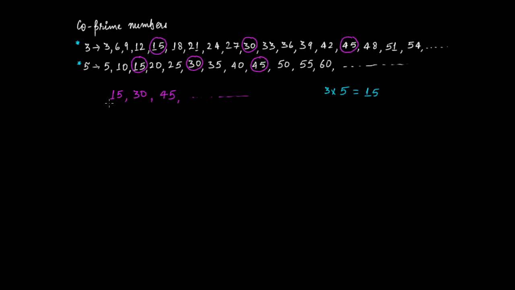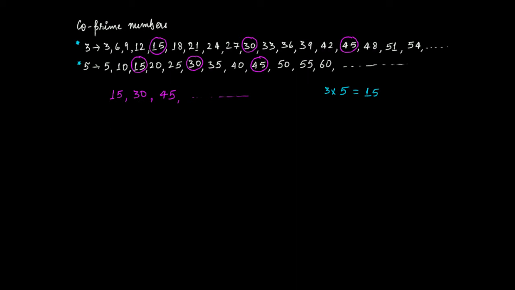Okay, I'll give you another example and then we'll discuss the same point. Keep in mind that the first common multiple of any two co-prime numbers will be the multiplication of those two co-prime numbers. So here 3 times 5 is 15, and 15 is the first common multiple, and therefore you found it.